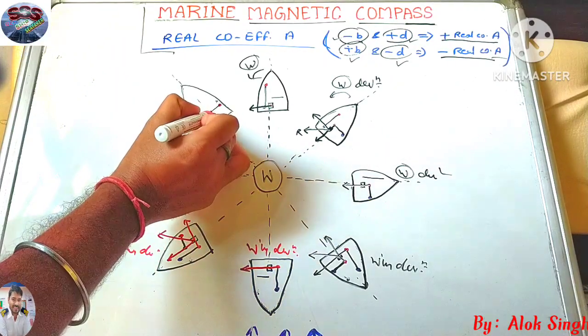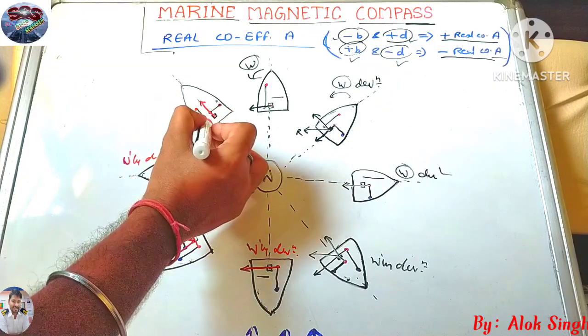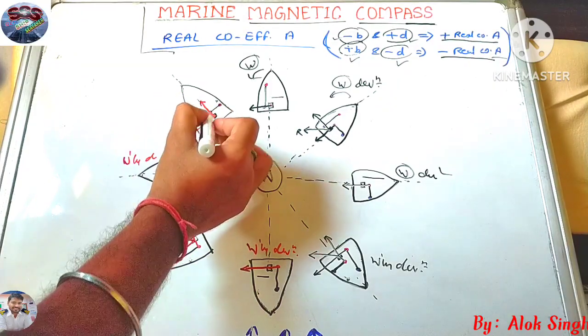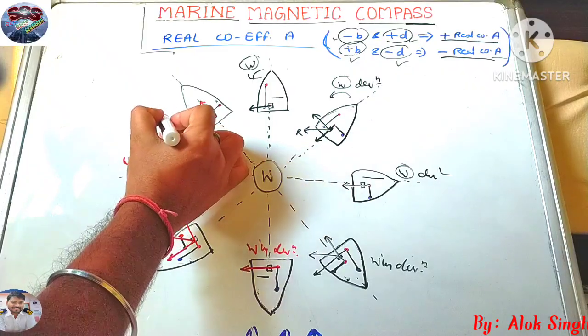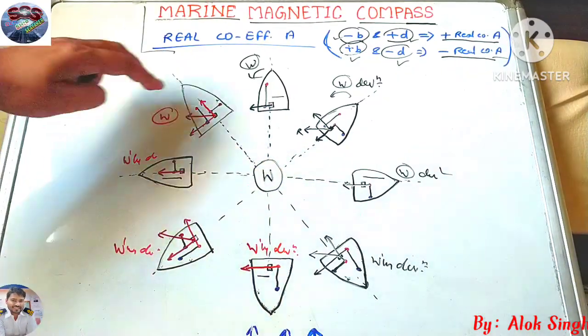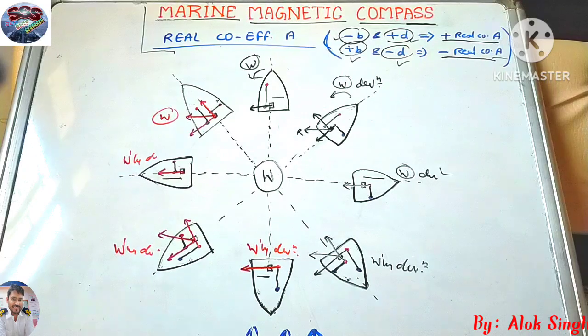Here what will happen? This blue will attract the red, and this blue will attract the red. So here the effective resultant will be westerly. So we can see on all headings it is westerly.